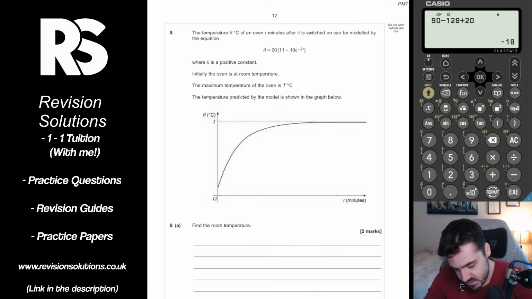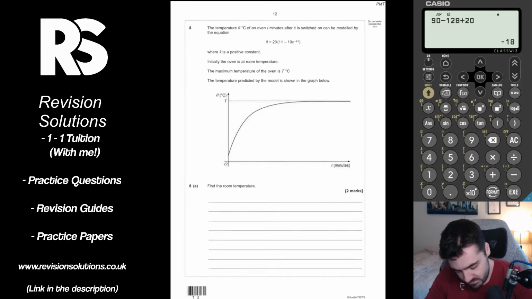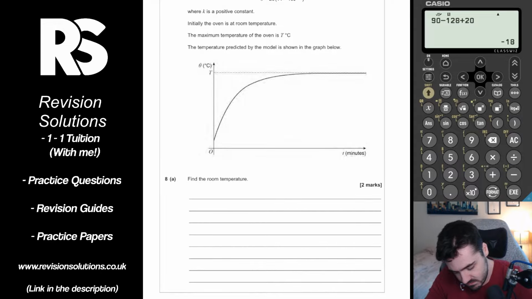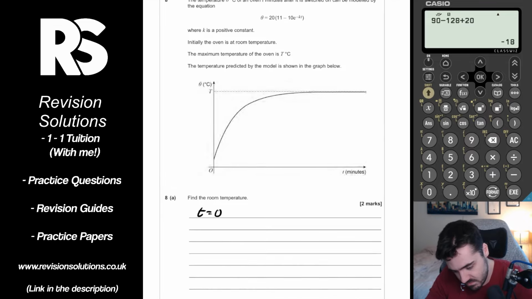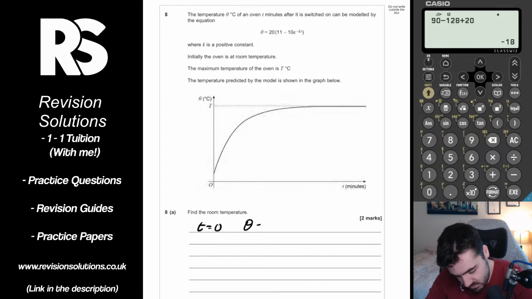Find room temperature. So room temperature, they said, is what it's at initially. So we can find that just by setting T equal to 0. So if T equals 0, what does our model do? Theta would be 20 minus 10 e to the 0. So e to the 0 is just 1, so 20 minus 10 lots of 1, which is 10, so it's 10 degrees centigrade is room temperature.